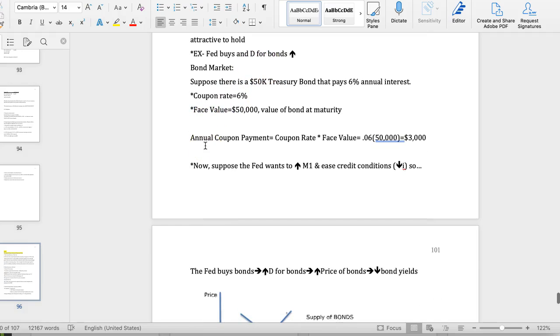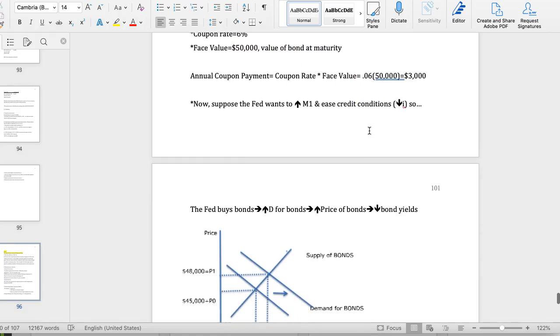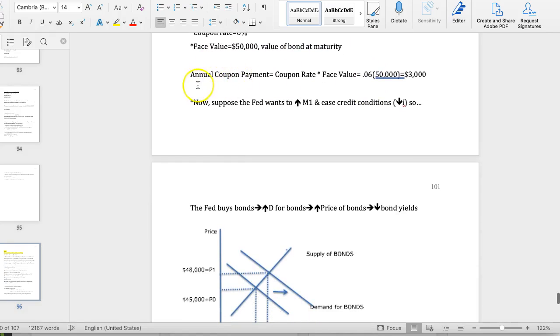In the bond market, let's suppose there is a $50,000 Treasury bond that pays 6% annual interest. So that means the coupon rate, the printed rate, is 6%. You are guaranteed when you turn that bond back in, you'll get your $50,000 plus 6% back. And the face value is $50,000, all right? So the annual coupon payment, the amount that you will make every year off of this bond, is the coupon rate times the face value. So it's 6% times 50,000, or $3,000.